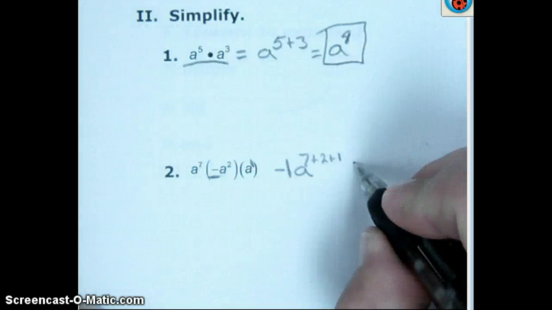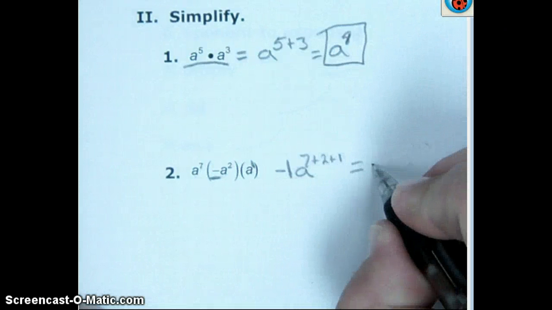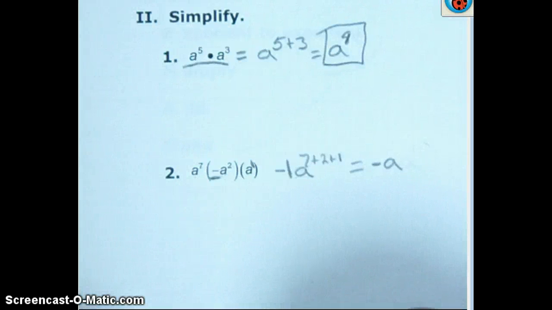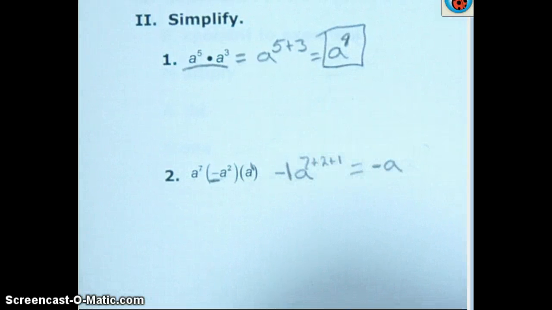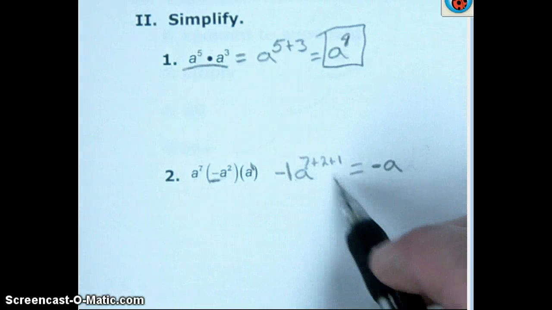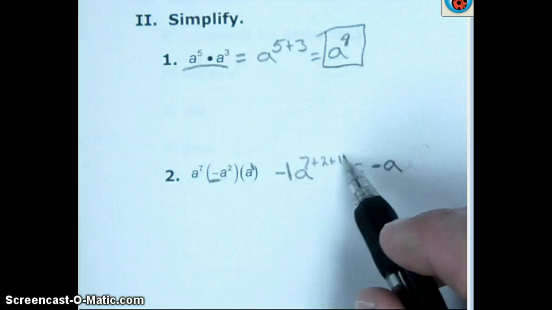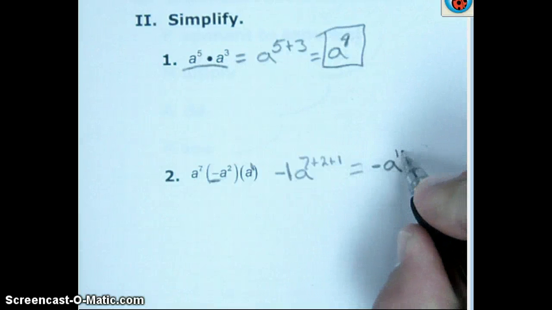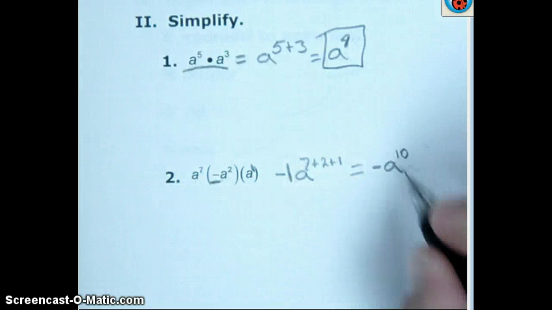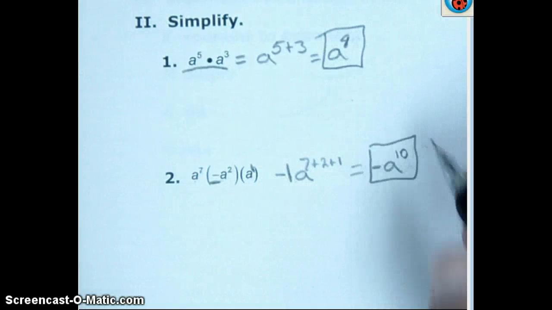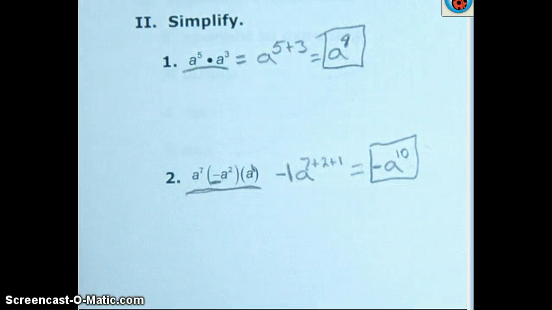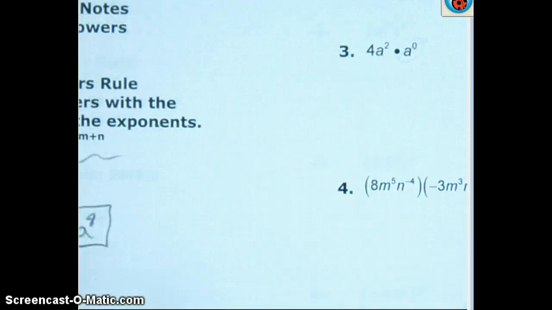Well, when you do that, you're going to end up with a -1a. Could I just write -a? I could, right? I don't have to write that 1. And if I wanted to add all these exponents up, 7 plus 2 is 9, plus 1 more is 10. And that's my solution. So this expression right here definitely looks a lot more simple to work with than those. Alright, let's keep going. Question number 3.